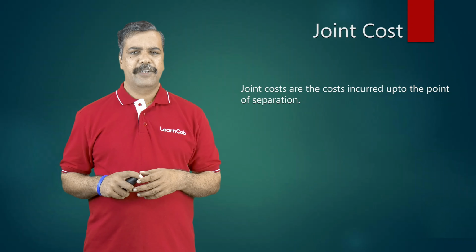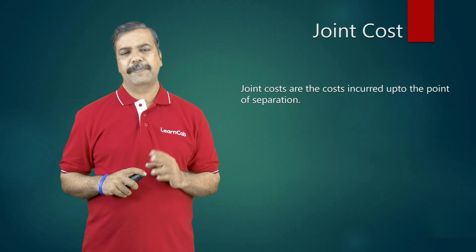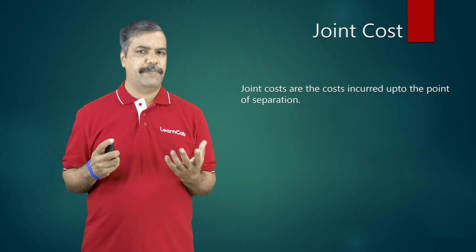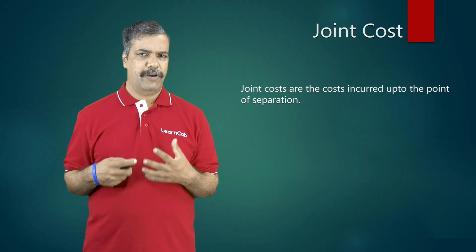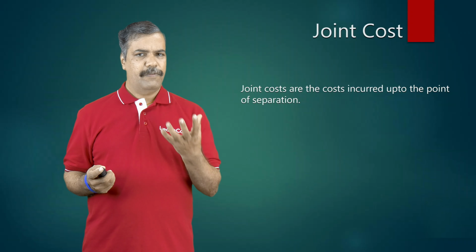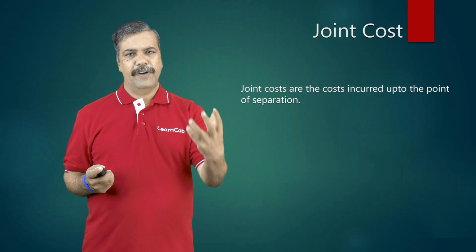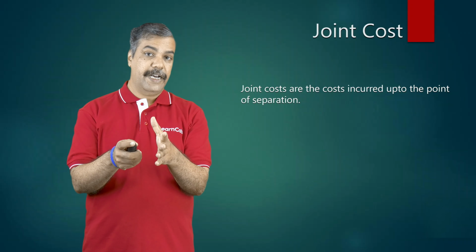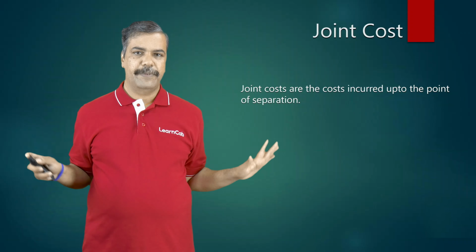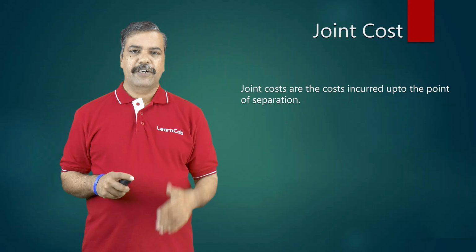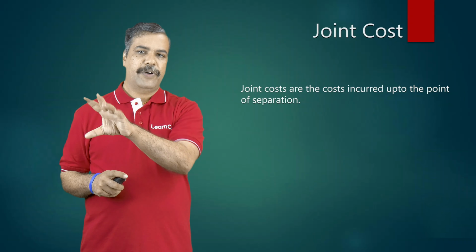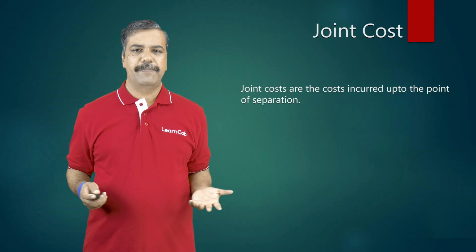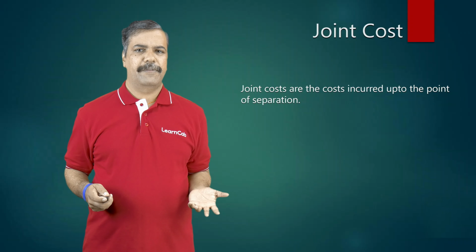So what is joint cost? Joint costs are the costs incurred up to the point of separation. It's a common cost. Before you start actually visualizing the different types of product, whatever cost you incurred right from procuring the raw material, pushing it into the same process, and continuing the process till the split off point. After that, different products emerge. So how do you calculate this joint cost, and how do you apportion it when you get final products which have different marketable values? Apportionment of joint cost is very important in joint costing.